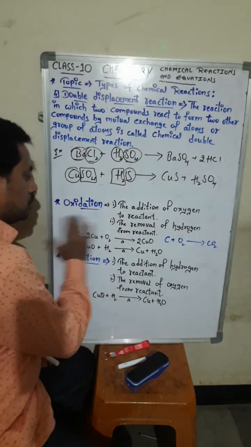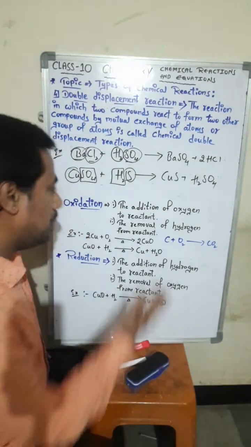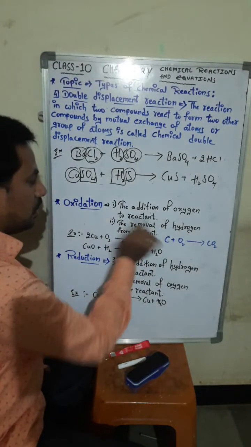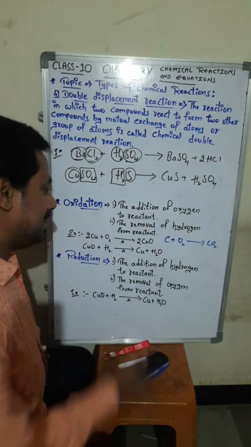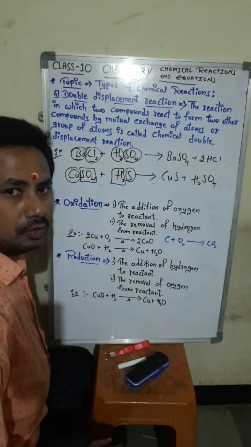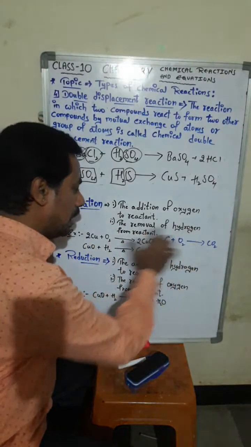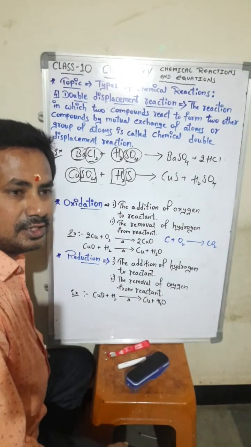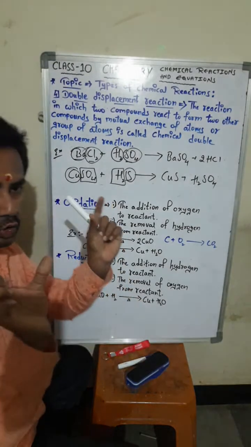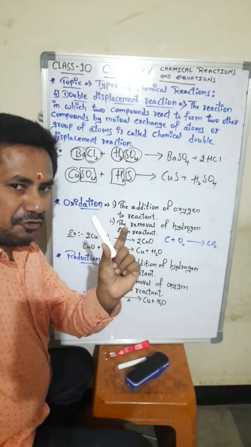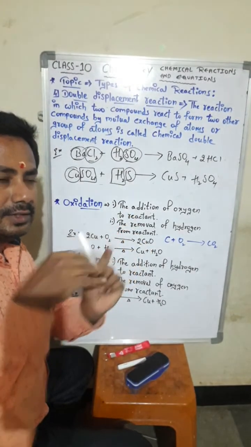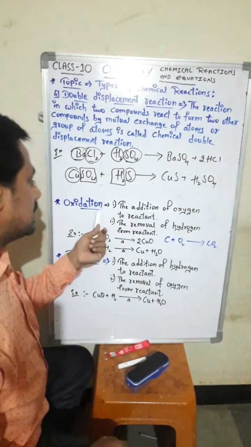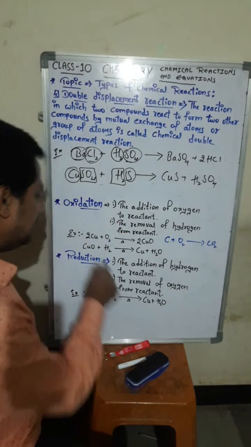Okay, let's continue. Oxidation and reduction. What do you mean by oxidation and reduction? Let's see now. The addition of oxygen to the reactant is called oxidation. Only one? No. The removal of hydrogen from the reactant is also called oxidation. In the reactant side, if we add oxygen, that is oxidation. If we remove the hydrogen, that is also an example of oxidation.